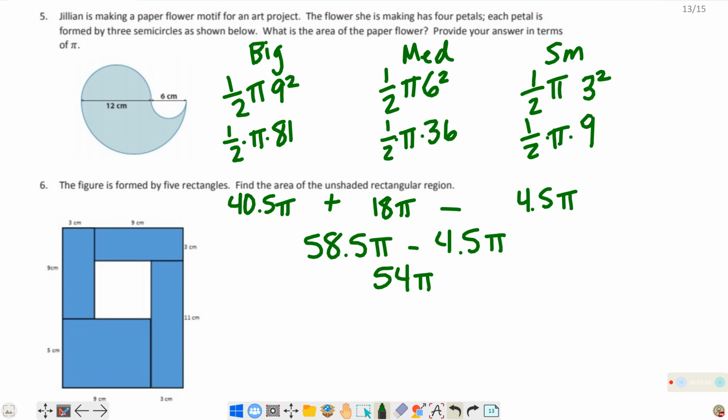But remember, way back at the beginning, it said that her flower has 4 petals. This is only 1 petal. So we are going to have to multiply that petal by 4, which is 216 with the pi symbol. It's measured in centimeters, and it's an area, so centimeters squared.